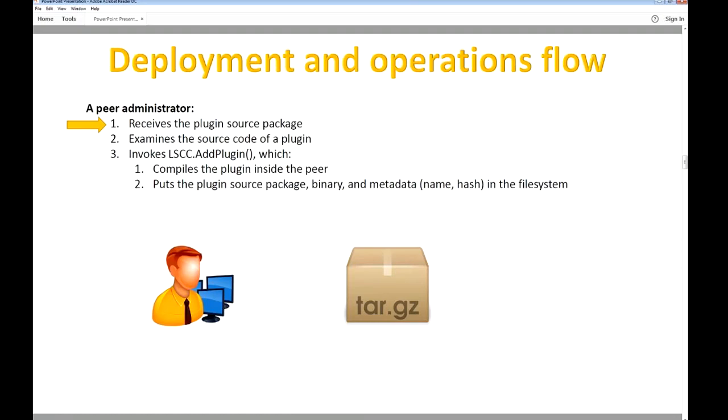So let's go over the deployment and operations flow. First of all, what we have is a peer administrator. It receives the plugin source package from someone. It can be either out of band or via some programmatic dissemination method, for example, a chaincode or something.